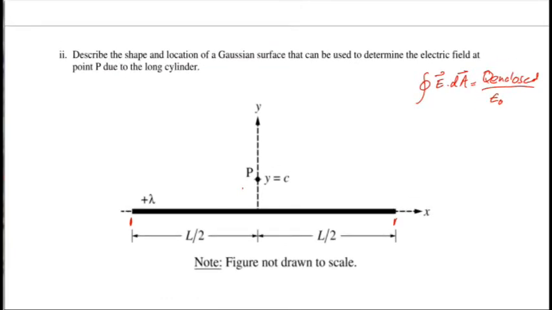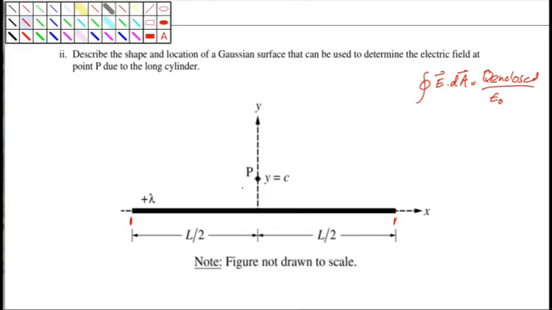So what we're going to do here is create a cylindrical Gaussian surface, and we're going to make the radius of this cylindrical surface equal to the distance of the measurement point from the charged object. So point P is going to be placed on the Gaussian surface, and that allows us to calculate the E field exactly at that point.